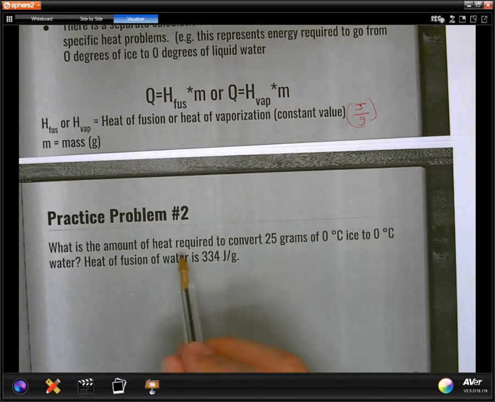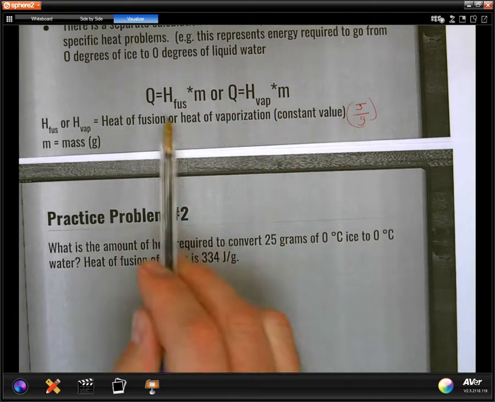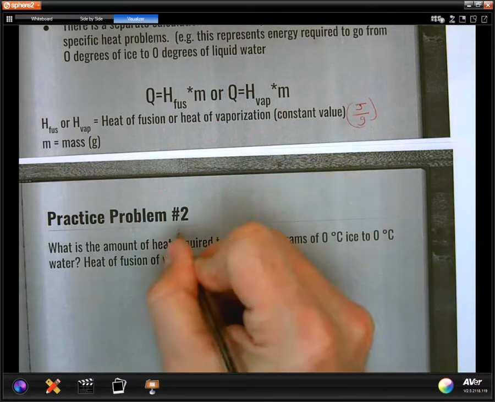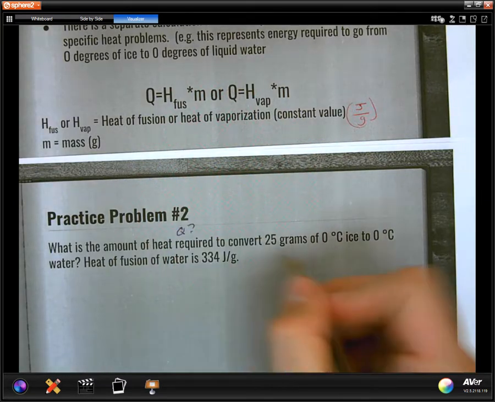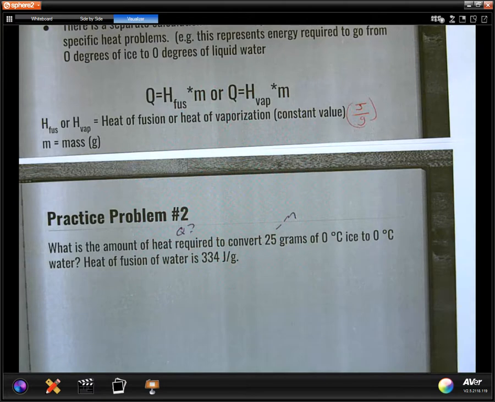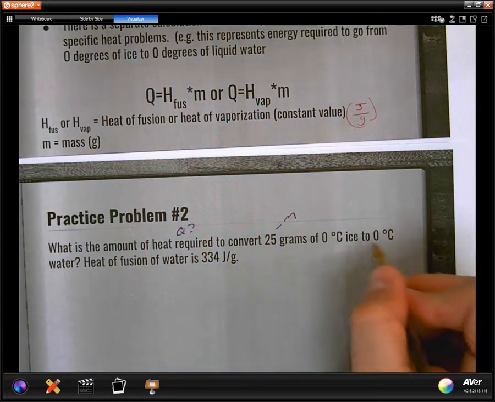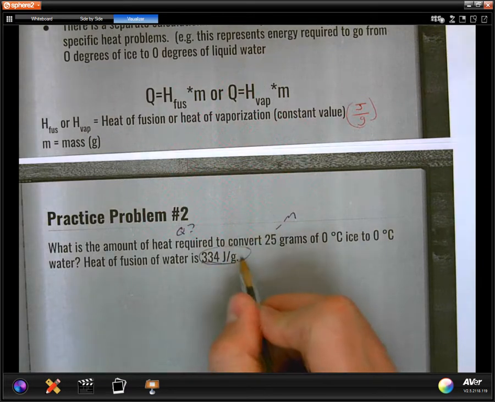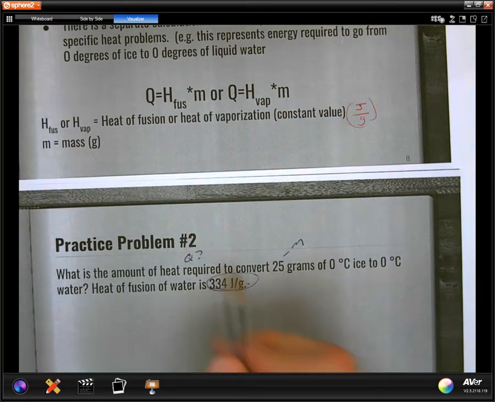So what is the amount of heat required? Again, amount of heat, that's our Q. It's going to be measured in joules. So again, I'm going to put my Q. What is it to convert 25 grams, which we'll call the mass, from 0 degrees ice to 0 degrees water? The heat of fusion of water is 334 joules per gram. So again, this value will have to be given to you. This is known as the heat of fusion. Again, this is just a constant that helps me determine how much energy it takes to convert every gram of water from ice to liquid.